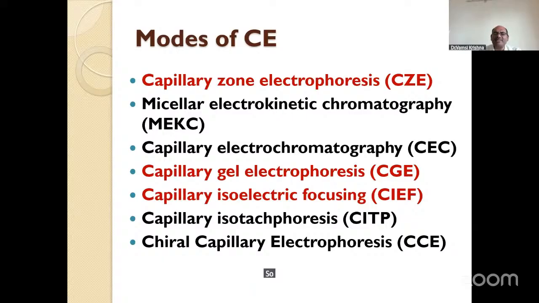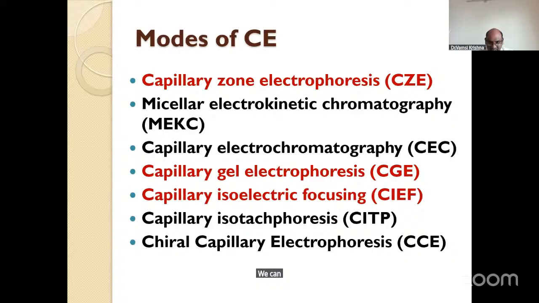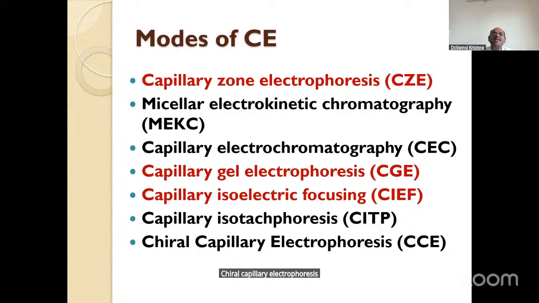So here, based upon the speed of the analyte, we can separate our analytes in the electric field. So that is one technique. And another technique is called chiral capillary electrophoresis. So here, by means of chiral capillary electrophoresis, we can perform chiral separations very simply by adding chiral selectors to the buffer, like cyclodextrins. We are adding them to the buffer and we can perform chiral capillary electrophoresis in a very simple way.